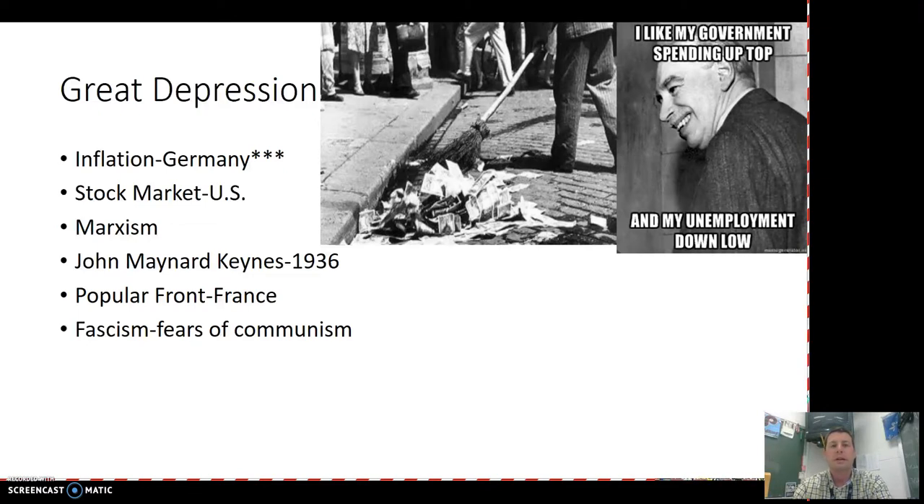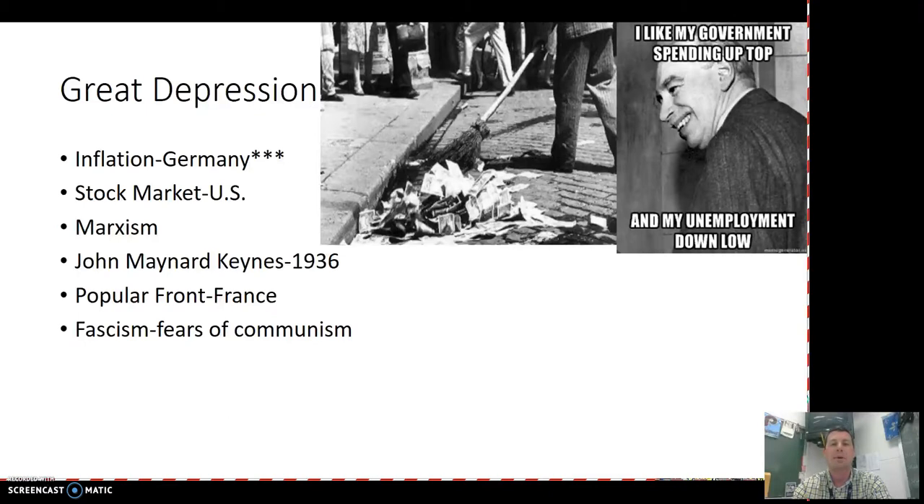So, the Great Depression. There are really two big factors that lead us there. Number one is inflation, especially in Germany. The reason for this really comes down to the Treaty of Versailles and the Paris Peace Conference. Germany is forced to accept the war guilt clause, basically saying, forget about Serbia and Austria-Hungary and nationalism and Franz Ferdinand. It's totally Germany's fault for all of this.